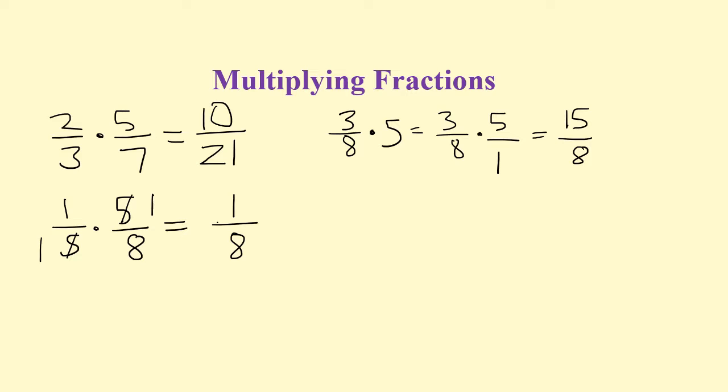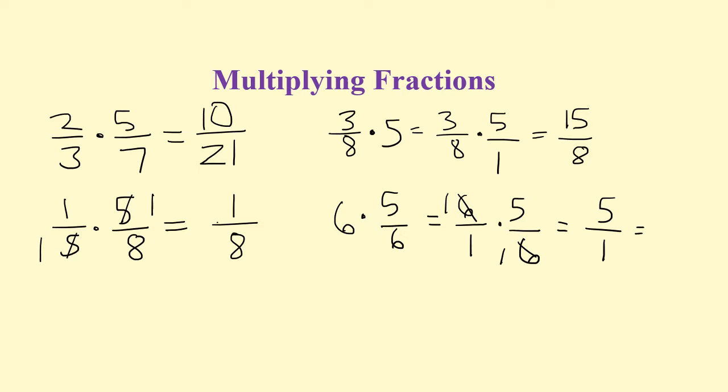So this works also in our whole number example here. Let's say we have 6 times 5 over 6. So we're going to put that 6 over 1 so that it plays nicely with that other fraction there. And when we do that, we see that there's a 6 on the top of the first and the bottom of the second. So we can cancel that 6 out. And when we multiply straight across, we get 1 times 5 on top, 1 times 1 on the bottom. So we get 5 over 1, or just plain 5.